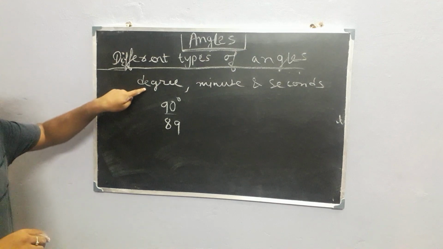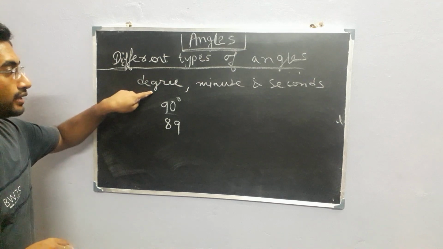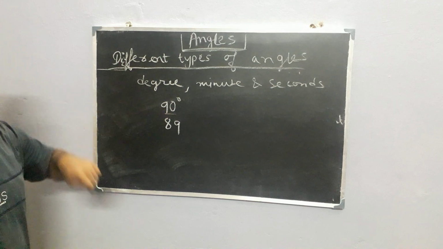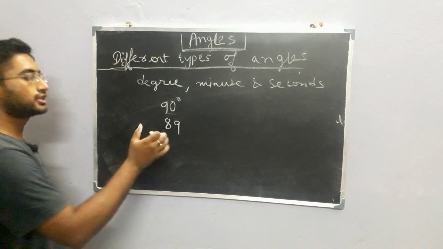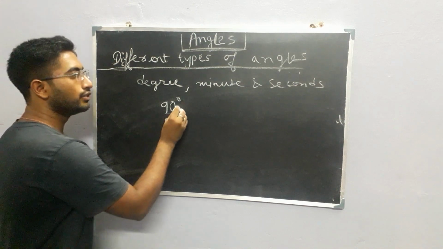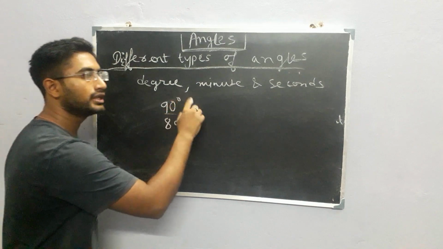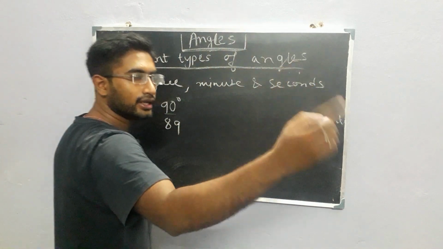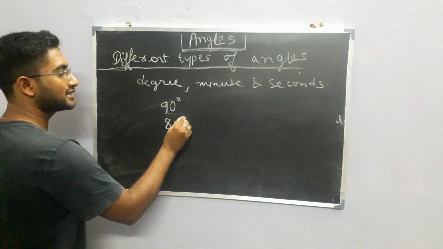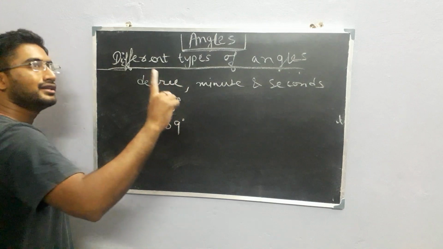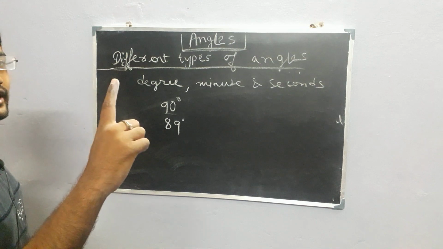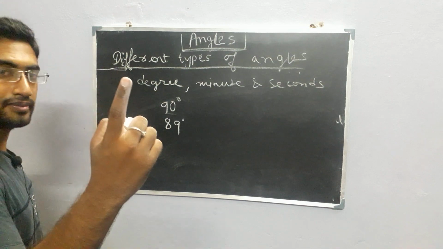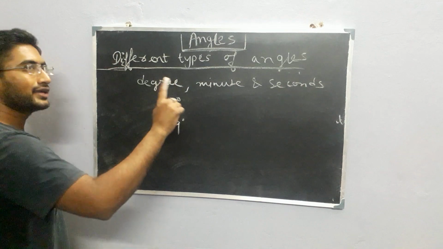So if you know degree, consider this as 90 hours. Now you have to consider 90 hours in minutes. What you'll do, you'll break that, you'll only give 1 hour, and the rest you'll write as 89 degree as it is. That 1 hour will be converted into how many minutes? 1 hour equals 60 minutes. So similarly here, 1 degree equals 60 minutes.